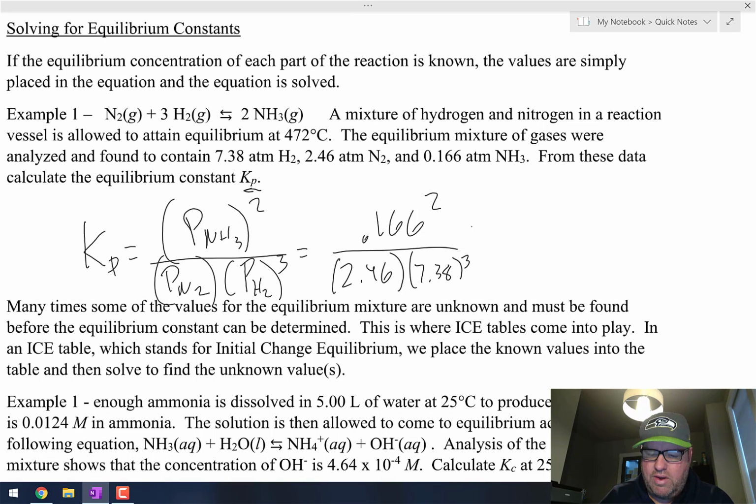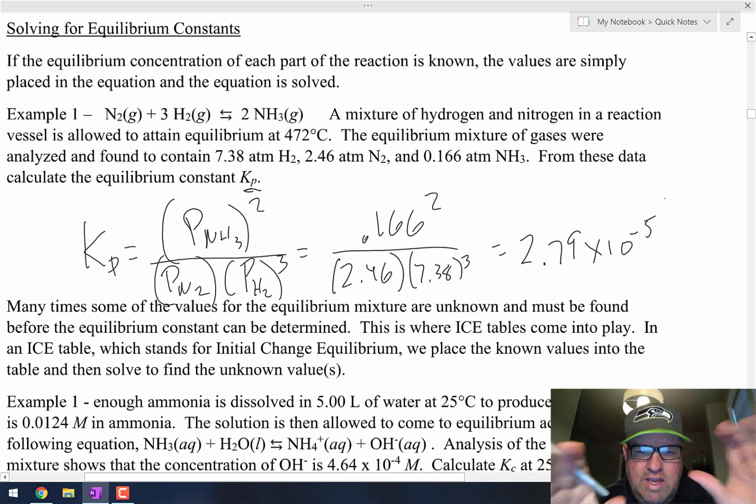So I'm going to take 0.166 squared divided by 2.46 divided by 7.38 raised to the third power equals, put that in scientific notation, 2.79 times 10 to the minus fifth.